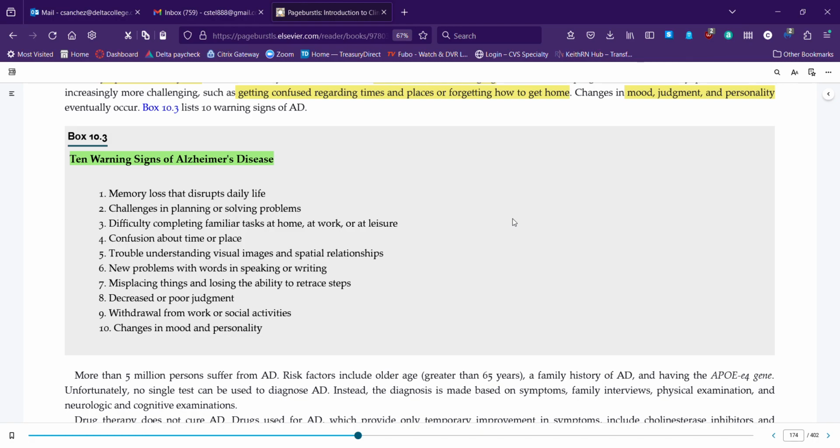They start having new problems with words and speaking or writing. Misplacing things and losing the ability to retrace their steps. And because they can't retrace their steps, they can't find the item that they lost, because they don't know where they went. So they can't go look for it if they don't know where they've been. Decreased or poor judgment. They become withdrawn from work or social activities, and then they have that change in their moods and personalities.